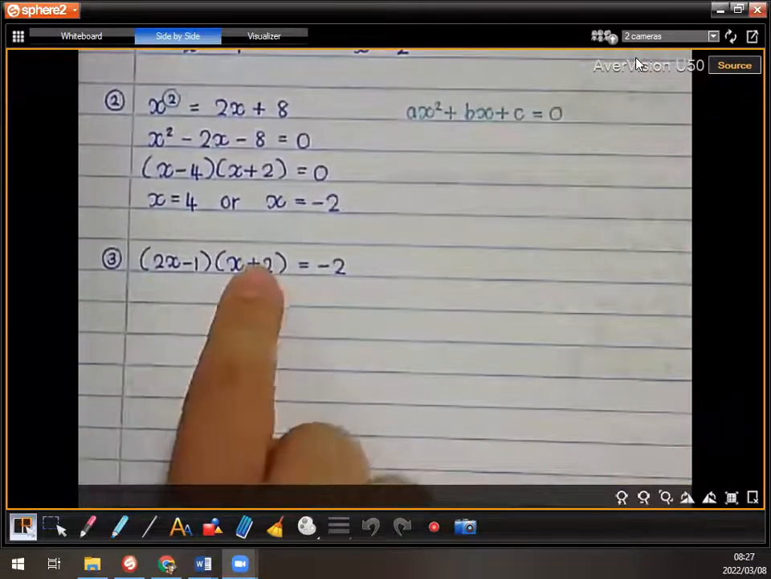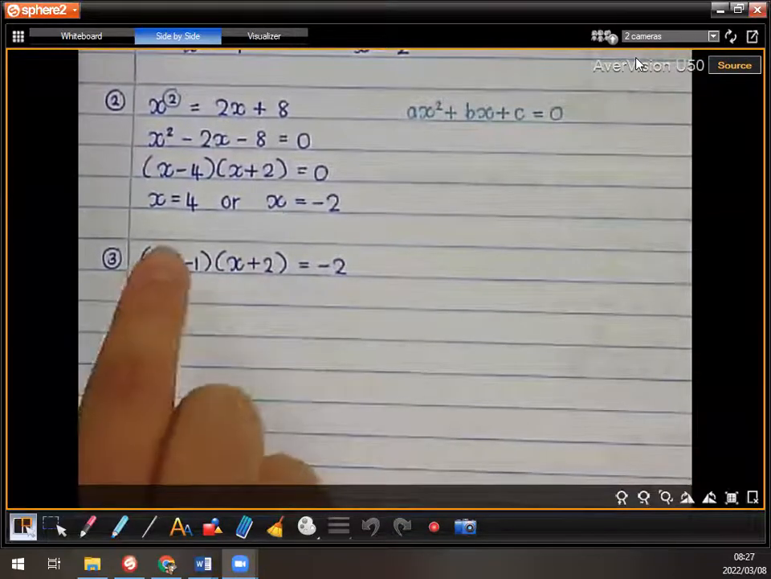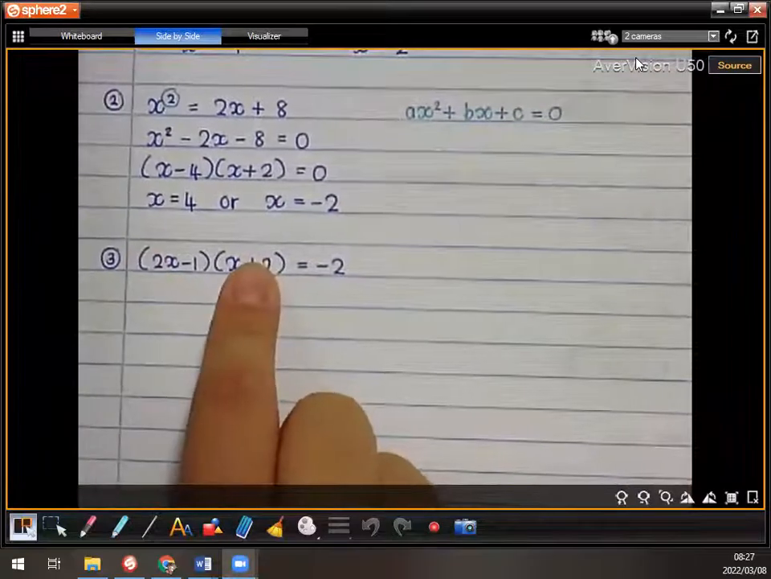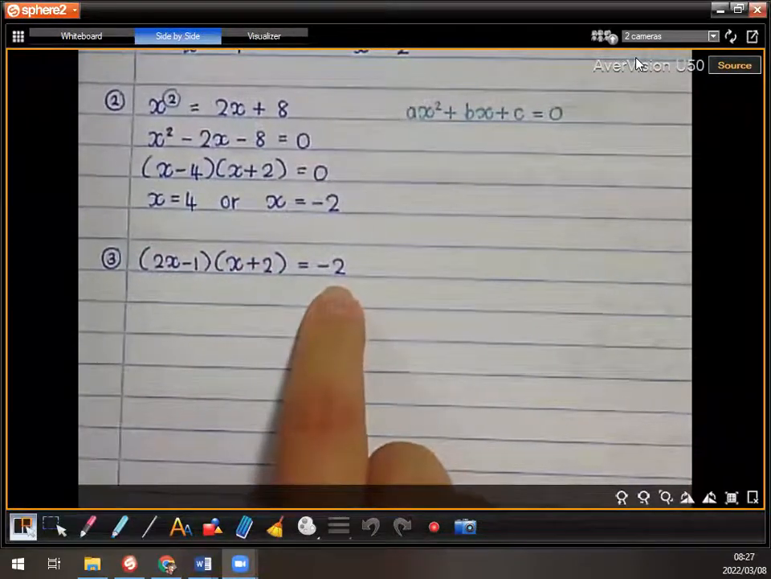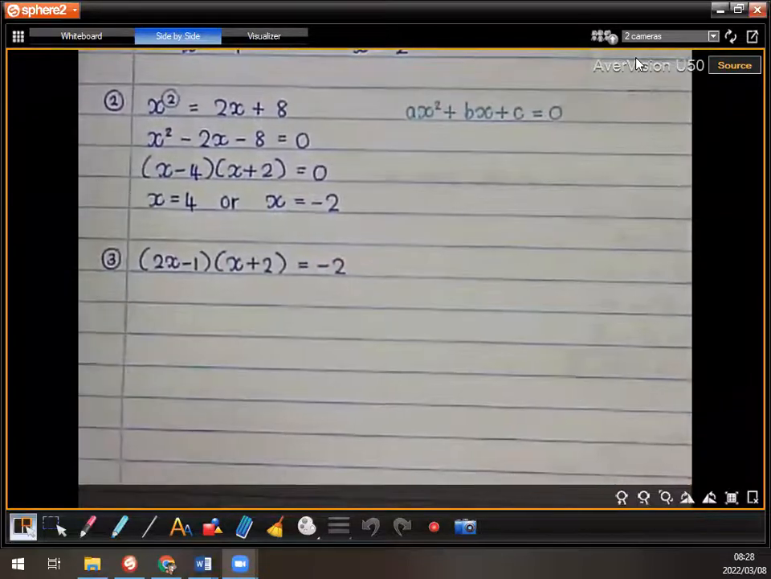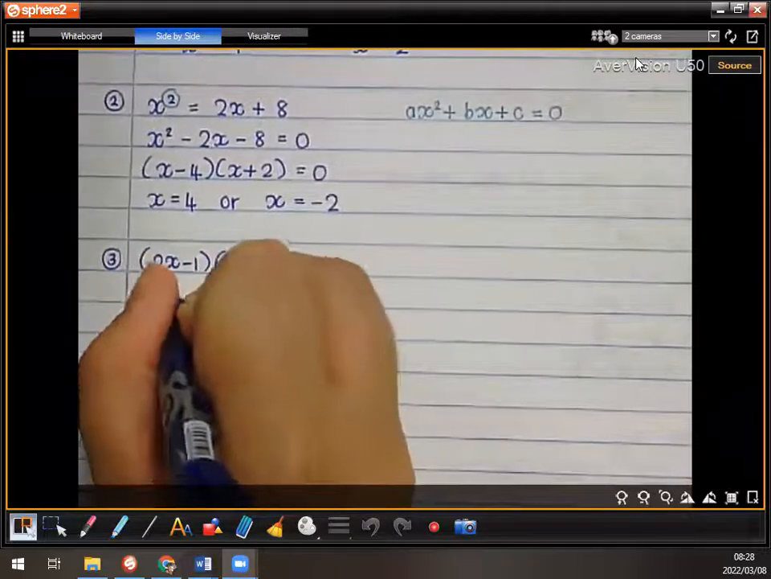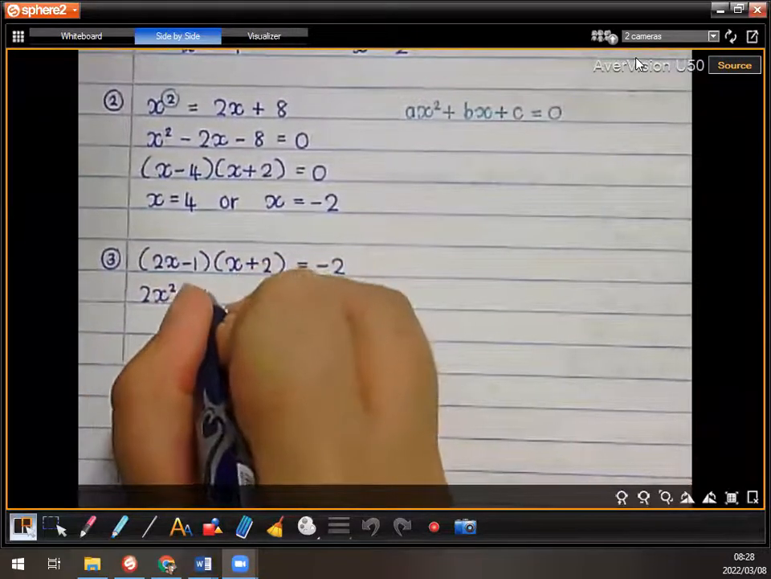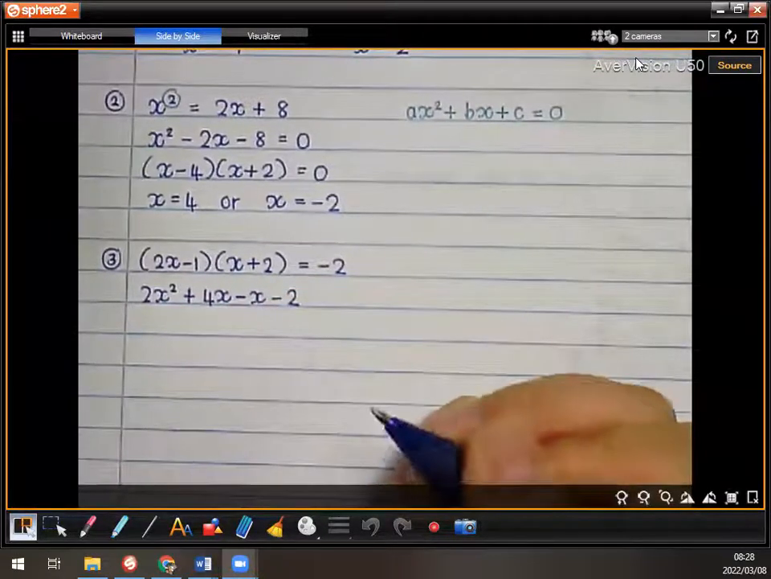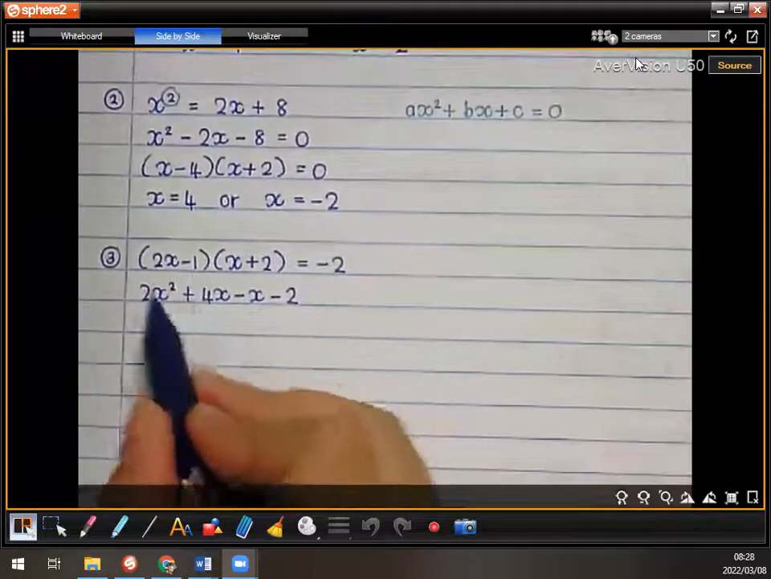I can't say here 2x minus 1 must be negative 2, because if this is negative 2, then that's going to be something else. And negative 2 multiplied by anything is not going to give me negative 2. It has to be a 0 here. So I'm actually going to have to multiply the brackets out first. So 2x squared plus 4x minus x minus 2. Let's also bring this negative 2 over, because we can see that it's a quadratic equation.